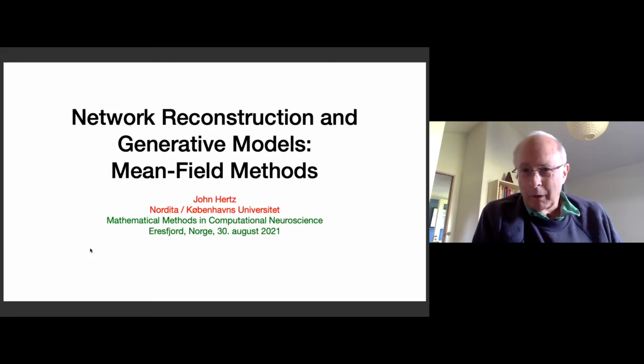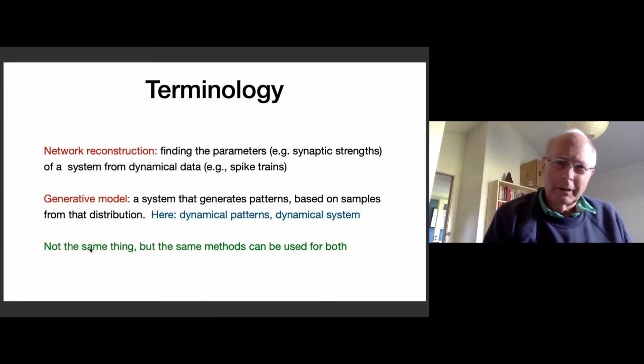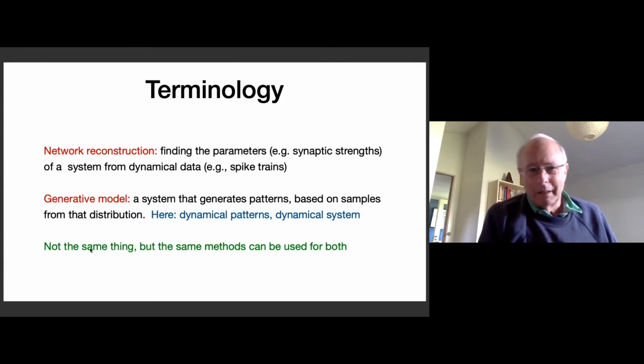So this is not only network reconstruction, which is the problem we were looking at when I first started working on this, but also generative models. And in both cases, the subject is mean field methods. So just to get the terminology straight, for network reconstruction, what we mean is we have some system and we're trying to find the parameters of that system, like say, synaptic strengths, if it's a neural network, from dynamical data, like spike trains.